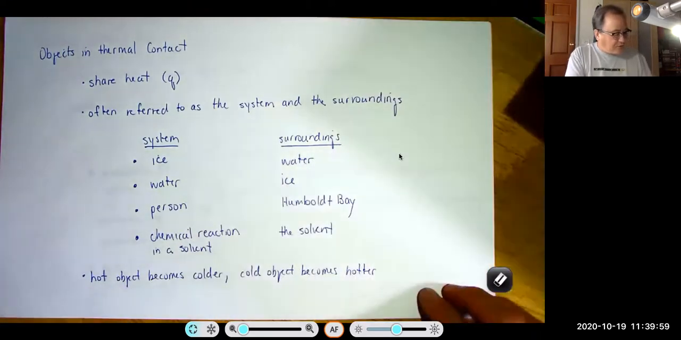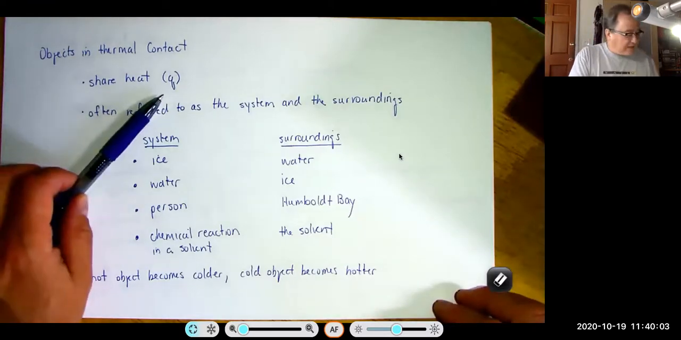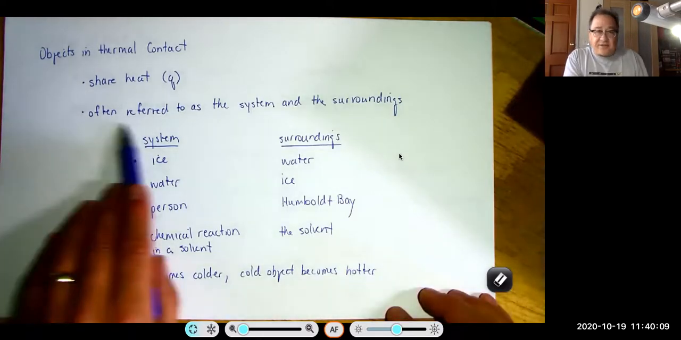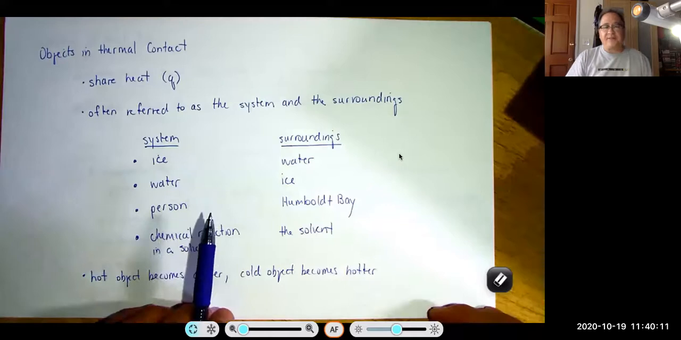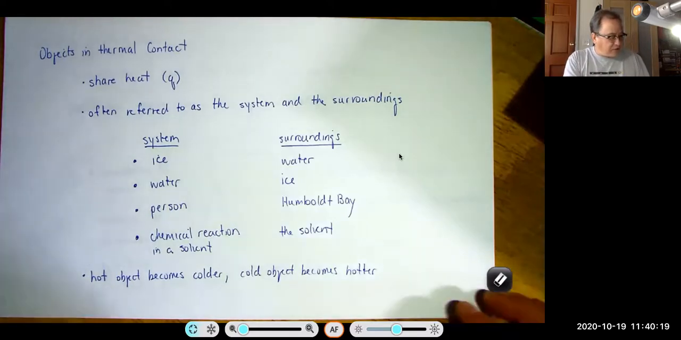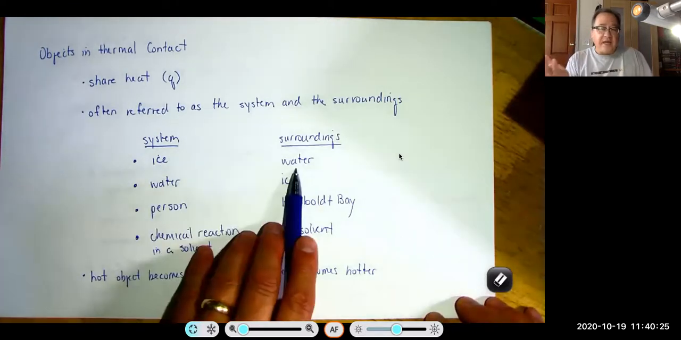So objects in thermal contact, they share heat. And these could be the system and the surroundings, if you will. And we refer to this as the system and the surroundings. And usually the system and the surroundings, we try to make it something simple to work with, and we ignore a lot of things. So we make a lot of assumptions. So you might have a glass of ice water, and you say that the system is the ice and the water is the surroundings, and you ignore the glass.